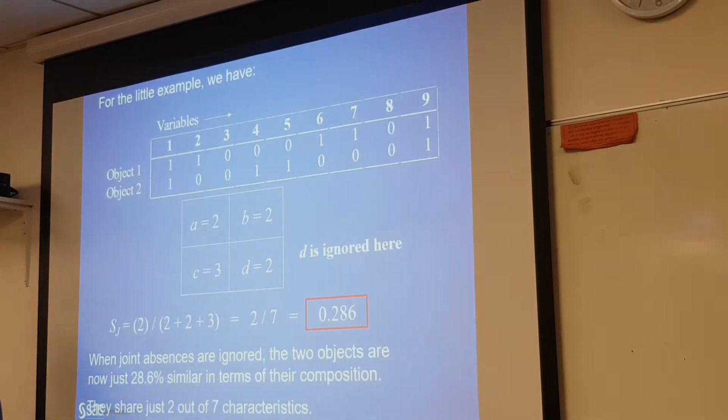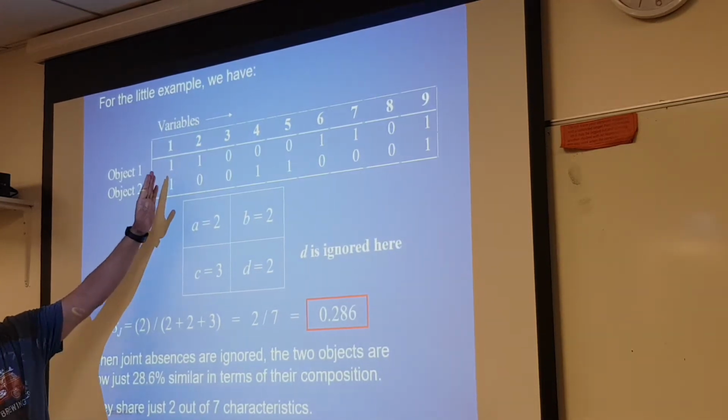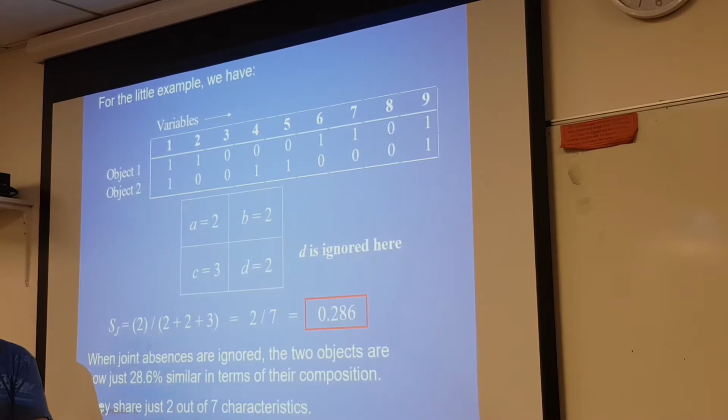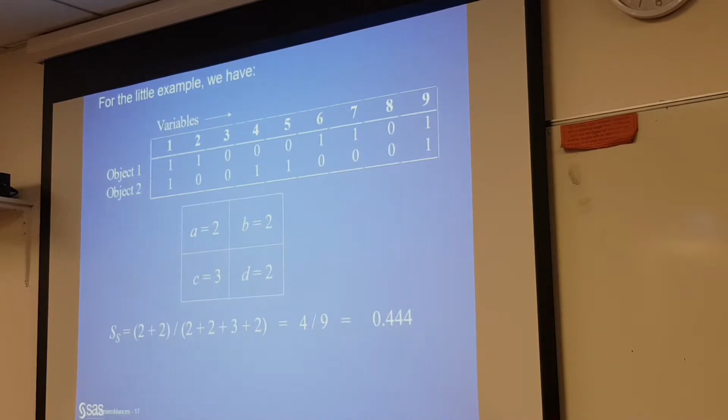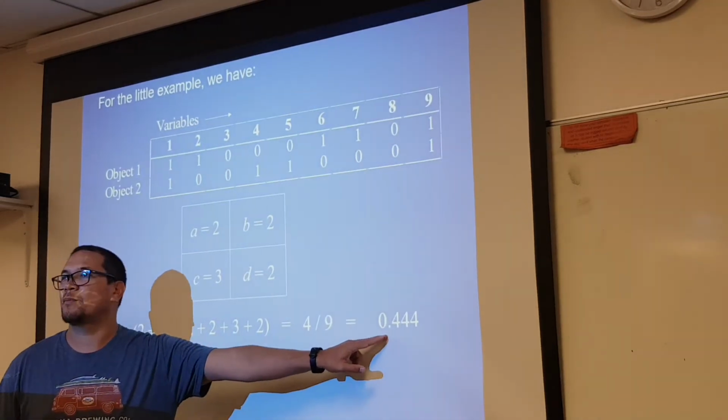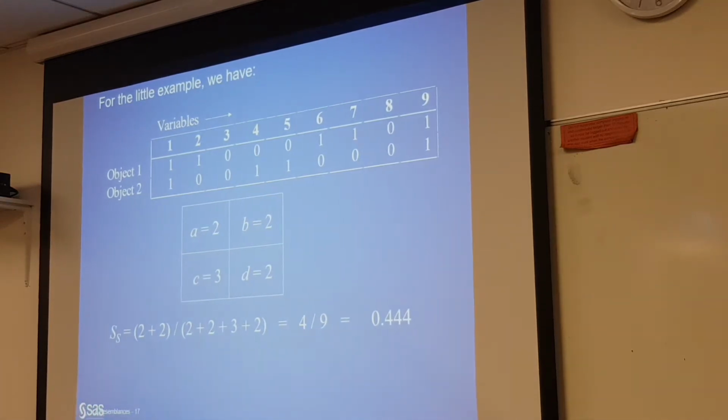They share just under 30% of their binary variables, 2 out of the 7 characteristics. Whereas if I was to use the standard simple matching, I would consider all 9 variables, and all of a sudden the objects seem to be more similar, about 44% similar. They should be mapped slightly closer together, in other words, in my map. So you follow this logic, right? You guys, don't be afraid to ask.